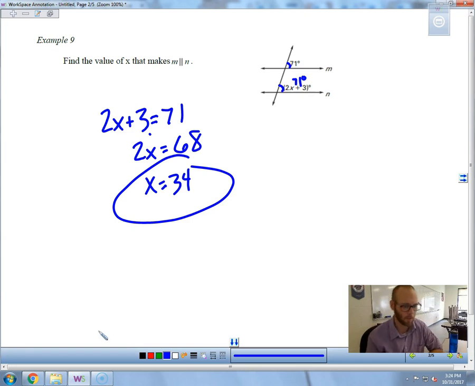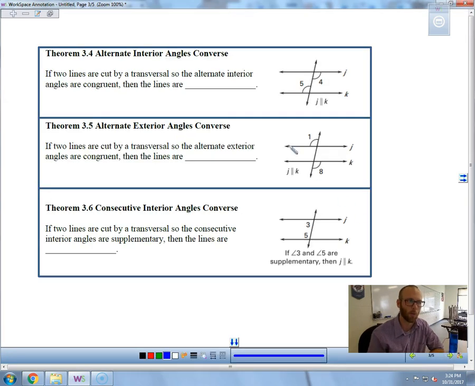So you would expect, hopefully, what's coming next. If we have a corresponding angles converse, we might also have an alternate interior angles converse, an alternate exterior angles converse, and a consecutive interior angles converse. Let's see what each of these say. If two lines are cut by a transversal so that the alternate interior angles are congruent, then the lines are parallel.